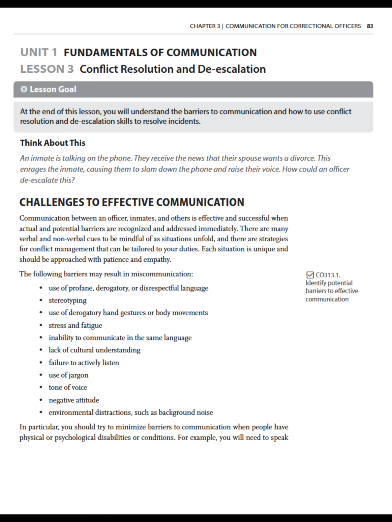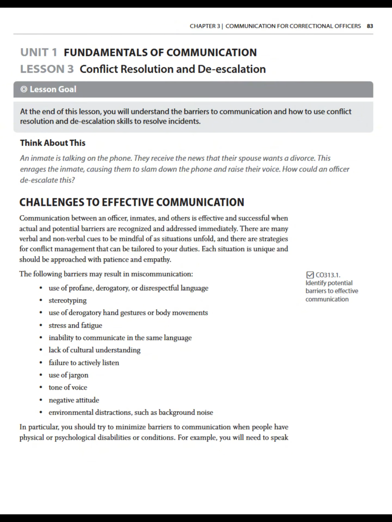Page 83. Unit 1, Fundamentals of Communication. Lesson 3, Conflict Resolution and De-escalation. Lesson goal. At the end of this lesson, you will understand the barriers to communication and how to use conflict resolution and de-escalation skills to resolve incidents.